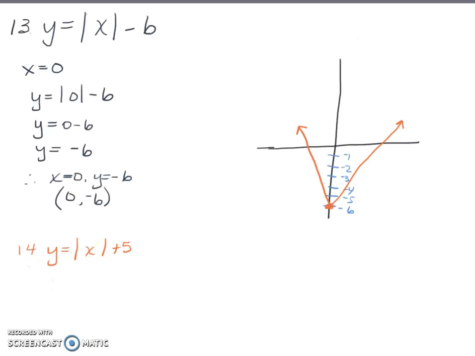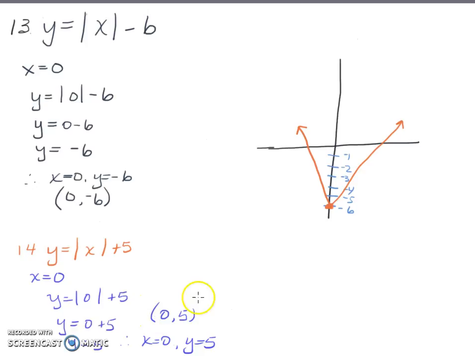So I'm going to change the color again. Here we go. When x equals 0, everything inside this absolute value becomes 0. I'm going to rewrite it as y is equal to the absolute value of 0 plus 5. The absolute value of 0 is 0, so y is equal to 0 plus 5. Therefore, y equals 5. So when x equals 0, y equals 5. My vertex is going to be 0, 5, and I will find that on this graph.